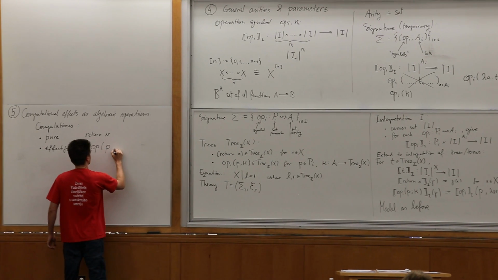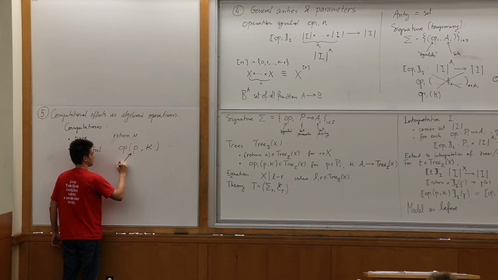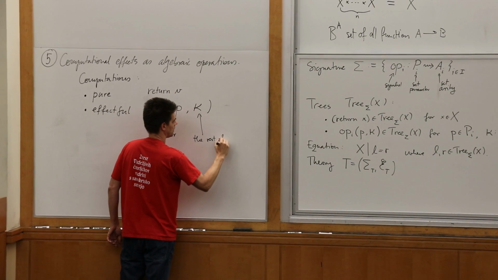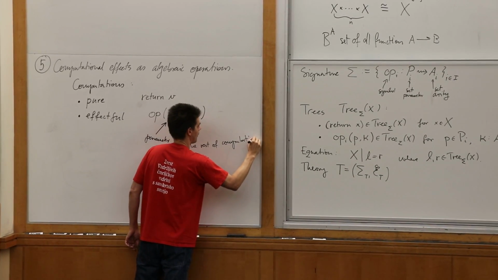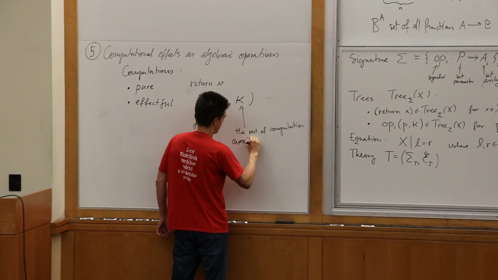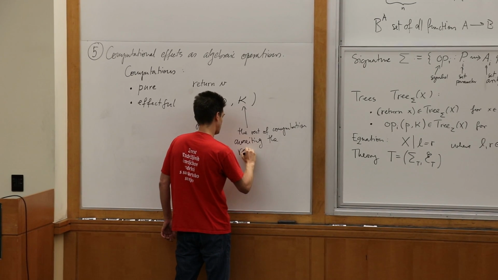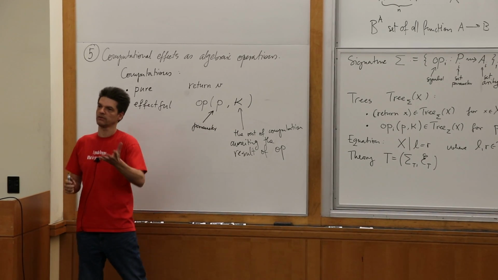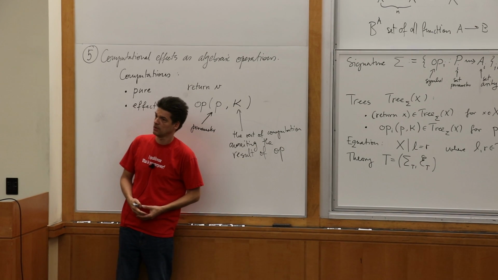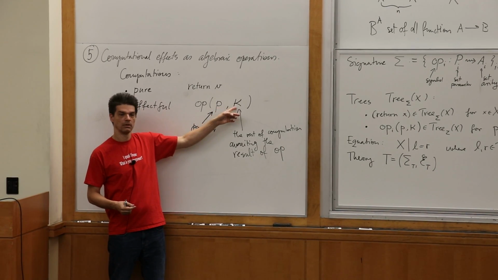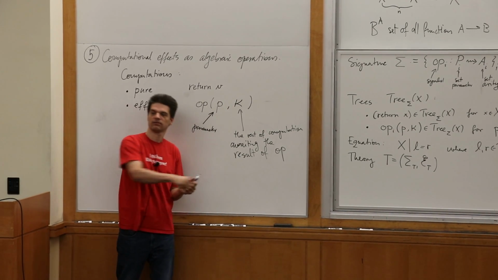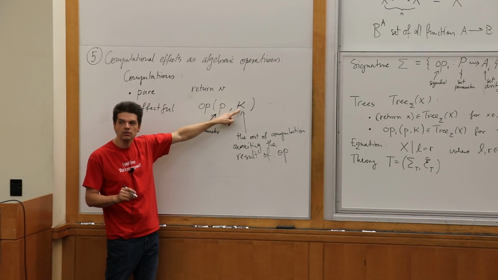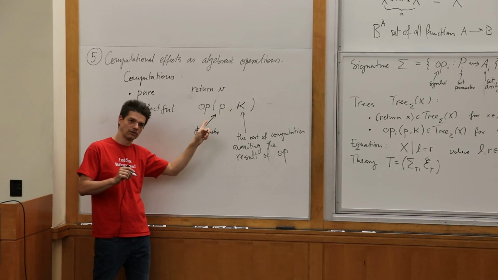So here sits the parameter. This is the rest of the computation, awaiting the result of the operation. Like waiting for the string to come, waiting for the contents of the memory. And once the contents of the memory become available, there has to be a mechanism that is going to restart kappa by feeding it the result. So kappa is really like a function that is awaiting the result of the operation.